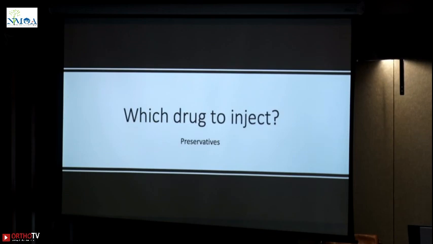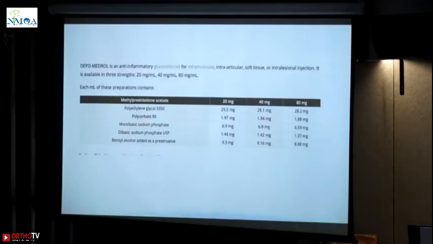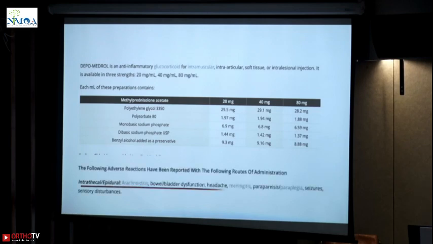So which drug to inject? The most common drug which we use in our orthopedic practice, Depo-Medrol, if you read the label, it clearly says that it's not meant for intrathecal or epidural use, and the serious side effects could include convulsions, meningitis, seizures, paraplegia, and sensory disturbances. This is primarily because of the preservative used in it. The books mention triamcinolone. They are mostly books authored by foreign authors. In India, triamcinolone also contains a preservative, so don't use that regular triamcinolone for the epidural either.